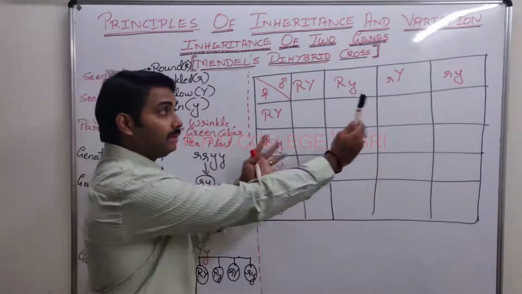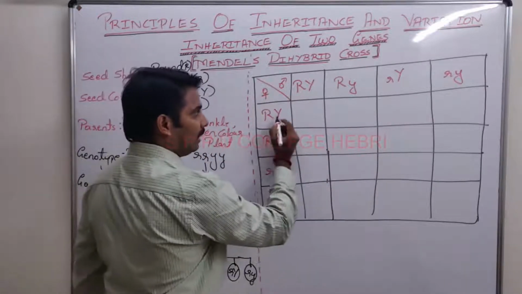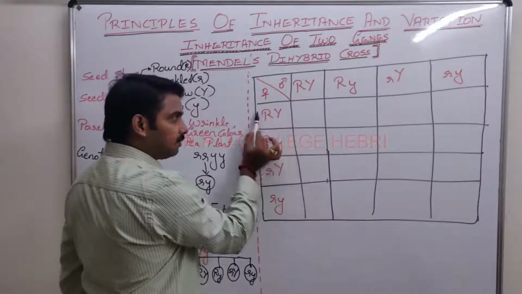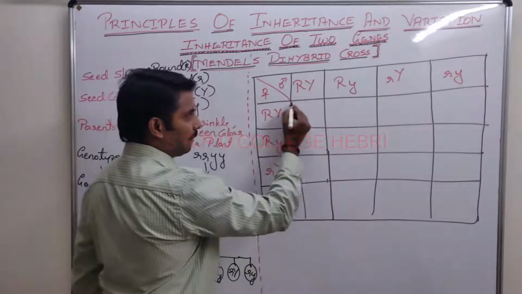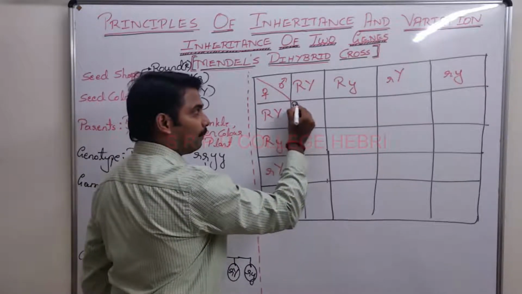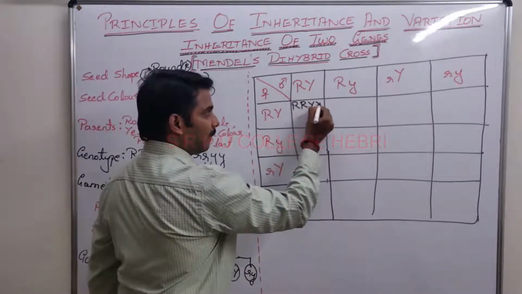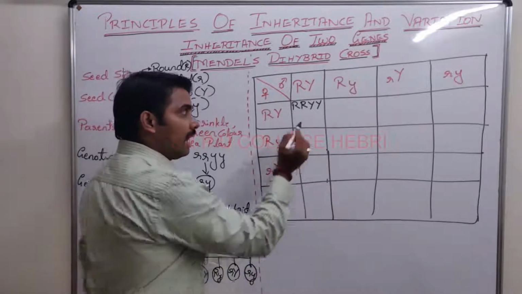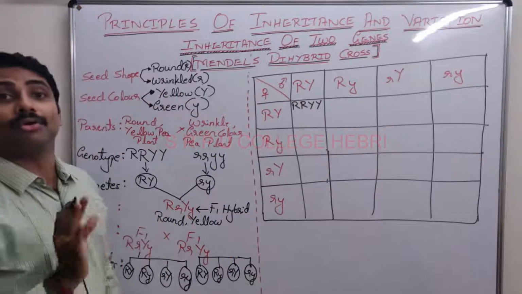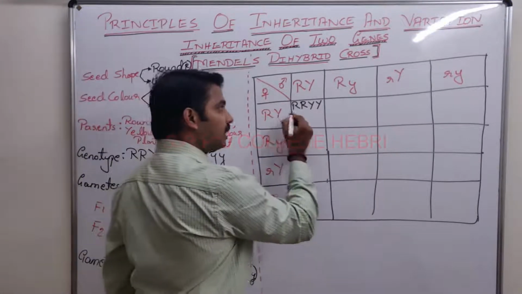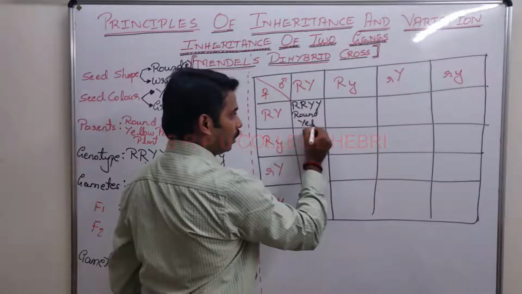Please write the combination along with me without wasting the time. Okay, now suppose this female gamete is fertilized by this male gamete, the genotype of the progeny will be capital R, capital R, capital Y, capital Y. As you write the genotype, immediately you have to write the phenotype of it. What is the phenotype? Phenotype is round yellow.